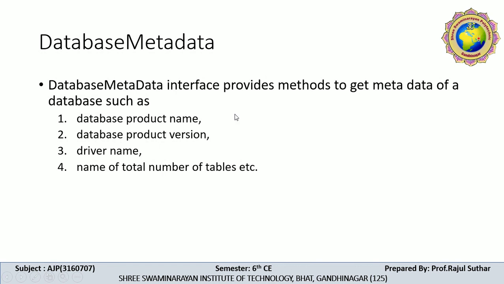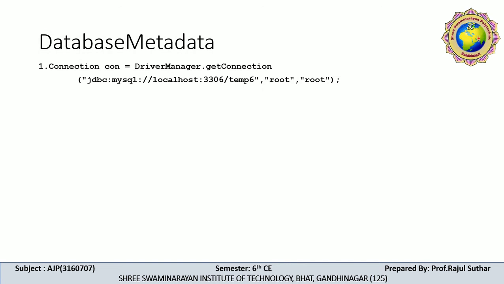DatabaseMetaData, what do you mean by DatabaseMetaData? DatabaseMetaData is an interface that provides methods to get metadata of a database, such as database product name, database product version, driver name, the total number of tables, etc. So this is the example.